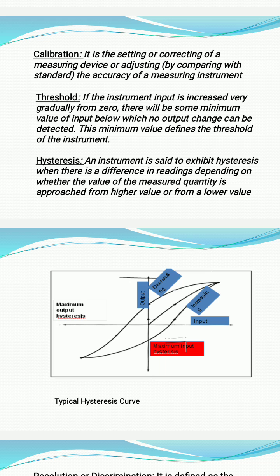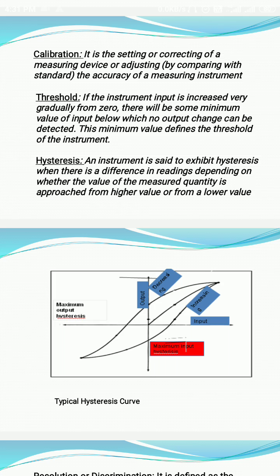And if I use this instrument for a longer period of time, errors such as backlash or errors due to friction might go on increasing. Because of this, the accuracy of the instrument goes on decreasing. The errors caused due to backlash, friction and inertia are called hysteresis. What happens due to this?